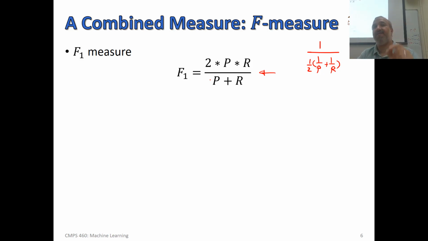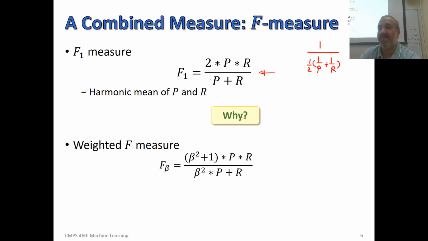So a general formula for the F measure, called the weighted F measure, has a parameter called beta. If you look at this formula and compare it with this one, what's the difference? You see that here we introduced beta squared plus 1 instead of 2, and beta squared here instead of 1.